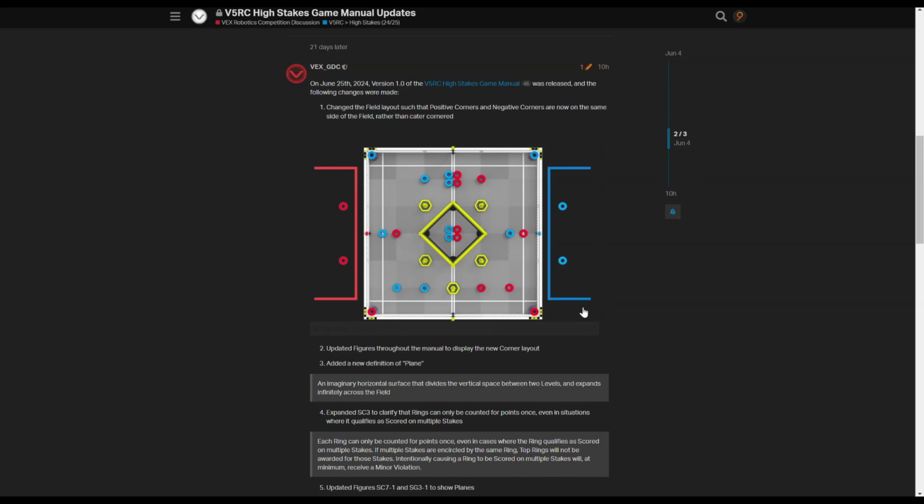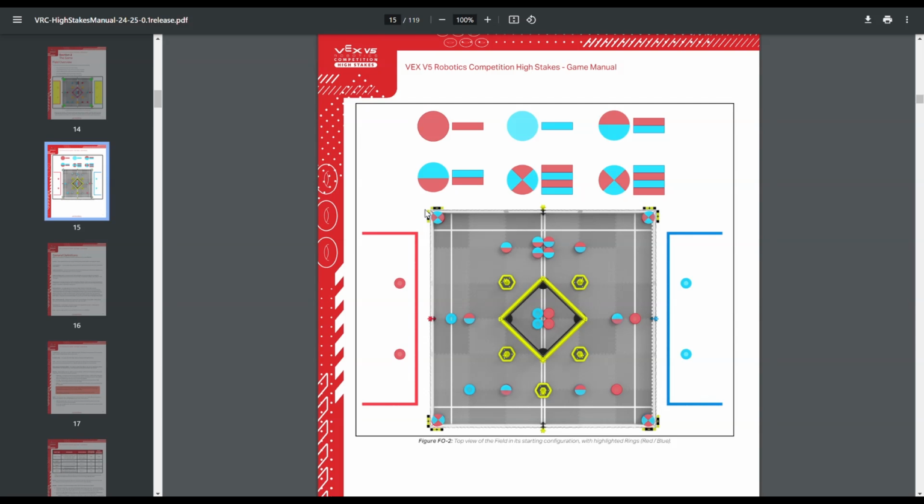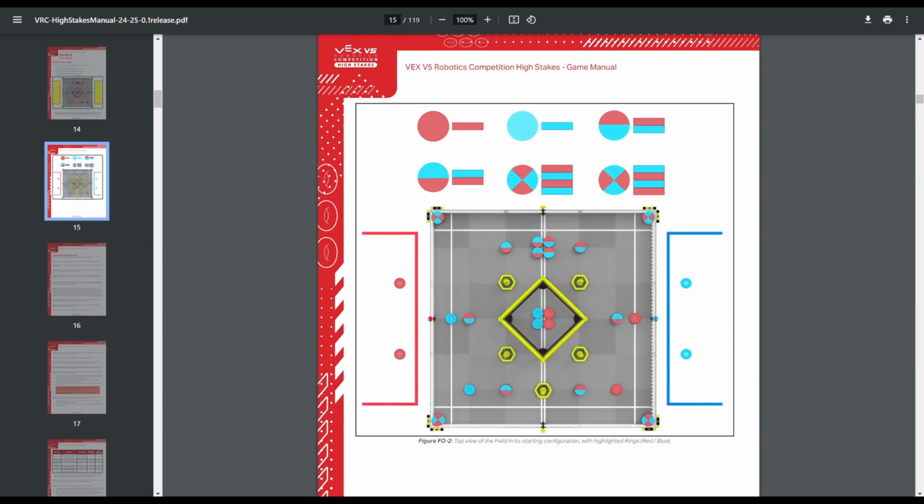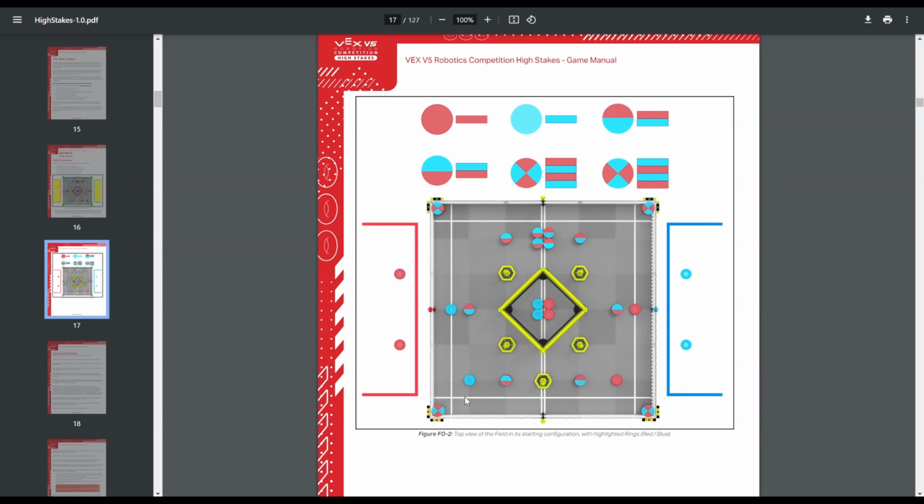So first thing they did is they changed the field setup. Which is pretty major. The positive corners and the negative corners for the Blue Alliance swapped. So you can see this is the old game manual, and this is the new game manual. So you can see negative positive, positive negative. So now the field is more closely mirrored.